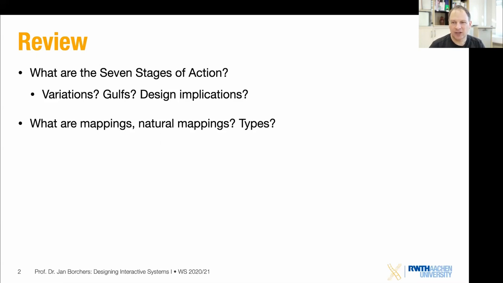So anybody want to take a stab at explaining what mappings and natural mappings are? Without looking at your notes, of course. This is supposed to jog your memory, right? Not to jog your reading skills. Alvina, go ahead. Yeah, the mapping is basically the relationship between the controls and the results. Okay, exactly. And if it's a natural one, do you want to take a stab at that as well?